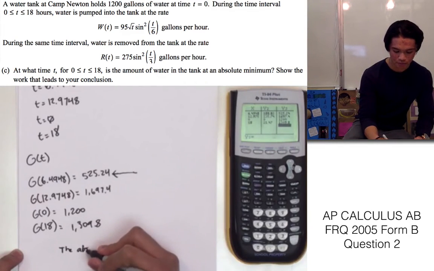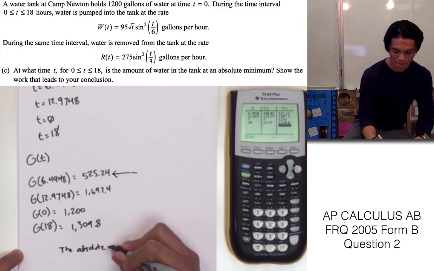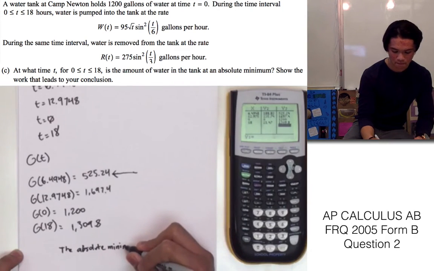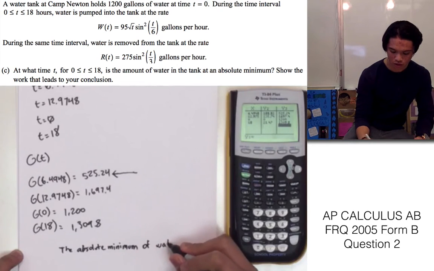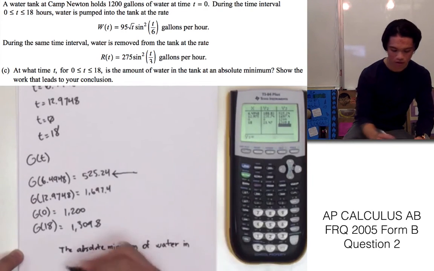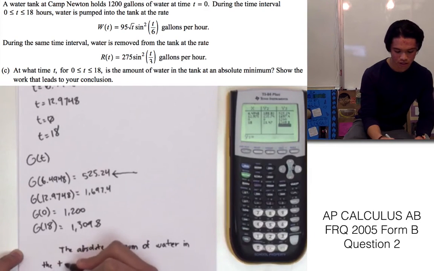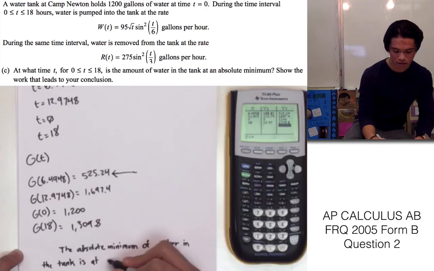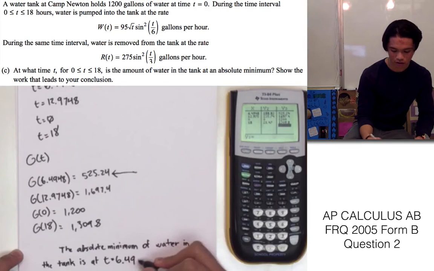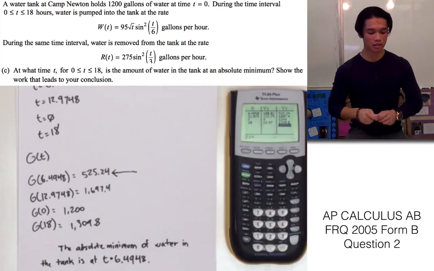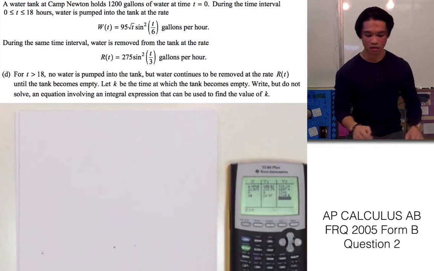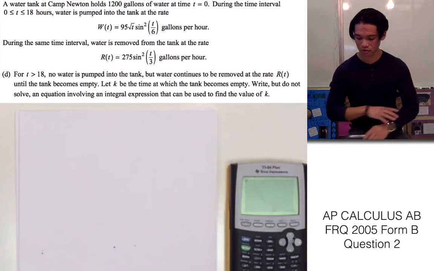the absolute minimum of water in the tank is at t equals 6.4948. And that's how we solve part C. Let's go ahead and move on to D.